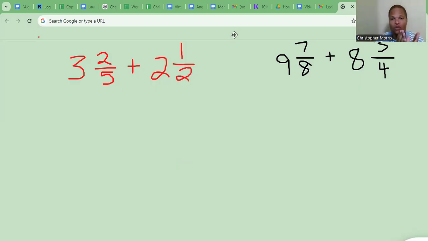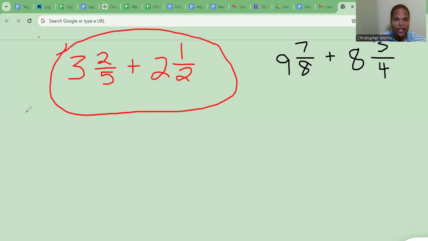So you're going to have one example in red. That's going to be kind of the intro version, and then we're going to look at the black version that has one more element you have to take into consideration. Let's get into it. So if you start with the first one on the red, we have 3 2/5 plus 2 1/2. You're going to be adding them together.